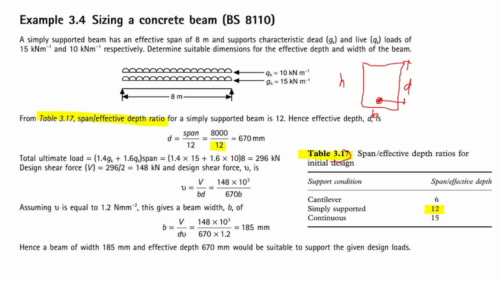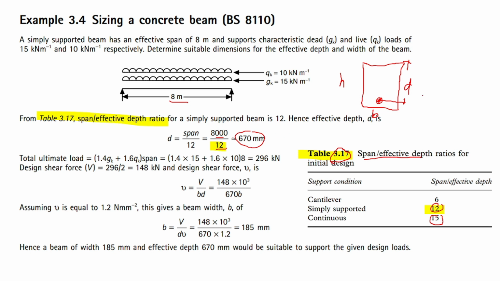You have Table 3.17 for the effective span and depth ratio. If, for example, you have a simply supported beam, you use 12. If you have continuous, you use 15. In this example, this is a simply supported beam. Let's say your span is 8 meters. You just divide it by 12, and you get 670 millimeters. So this is just to get the d.